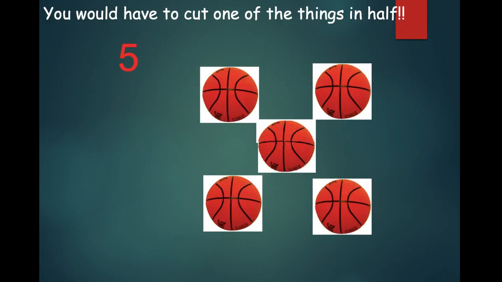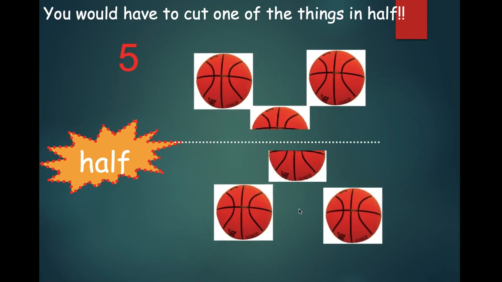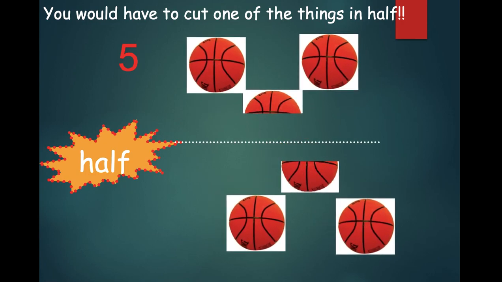Now let's have an example of dividing the odd number. As I told you, 5 is the odd number. Let's try to divide this odd number. There are 5 balls. So I'm going to divide this. Can you see this? I have to divide the object if I have to divide the odd number. The object is divided into half.